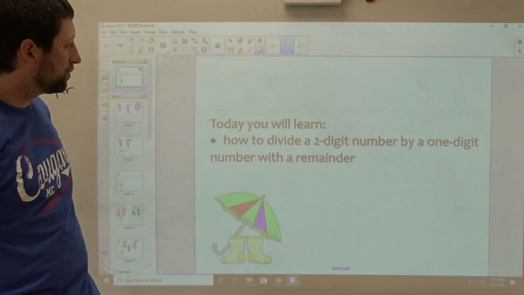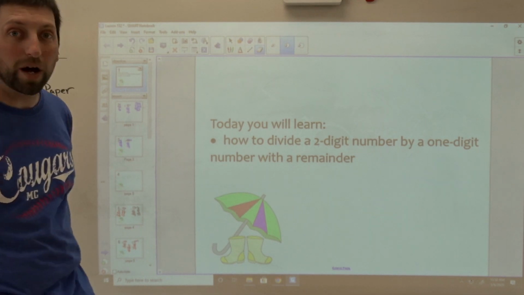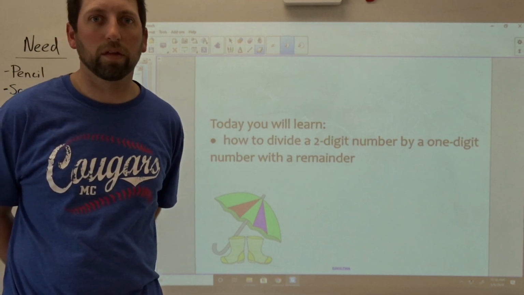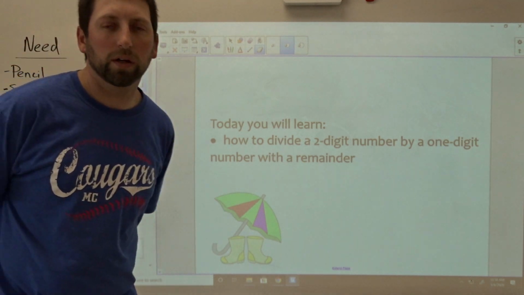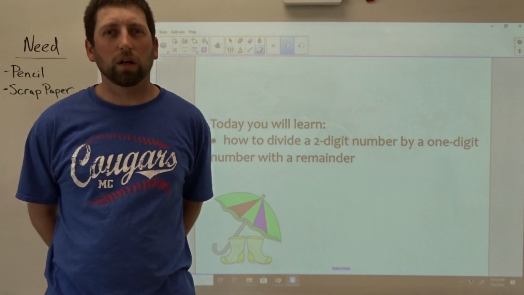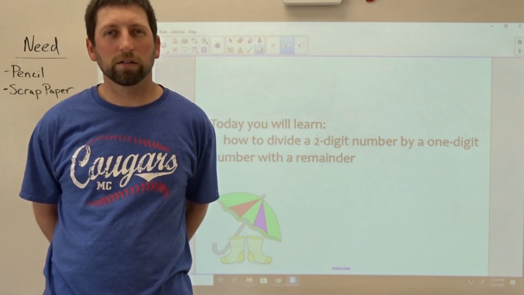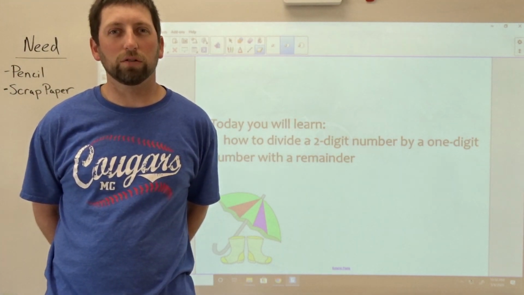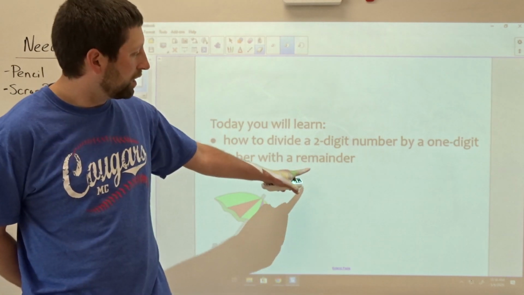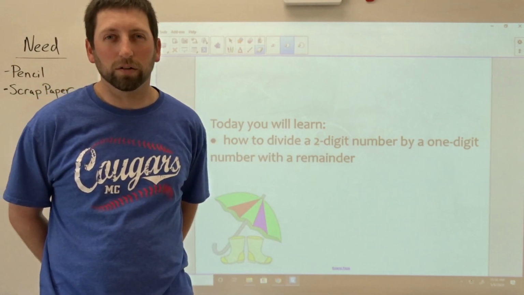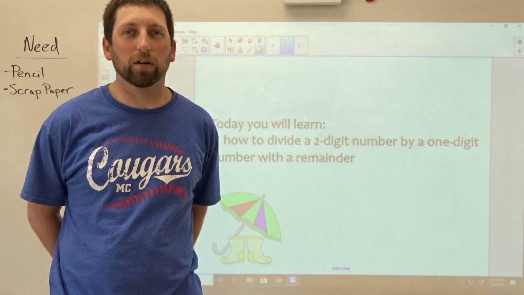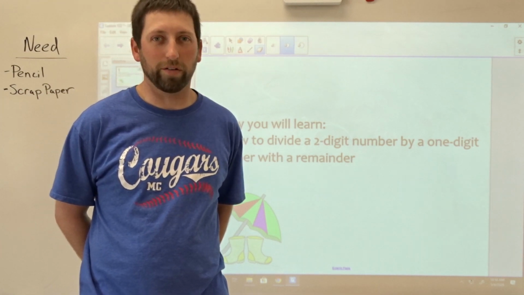Today we are going to learn how to divide a two-digit number by a one-digit number with a remainder. Now we can get into this situation in class quite often. We have 23 students in our class. If I tried to divide you into groups of two, we are going to end up with what is called a remainder. We can't make equal groups. We are going to have one extra person left over.